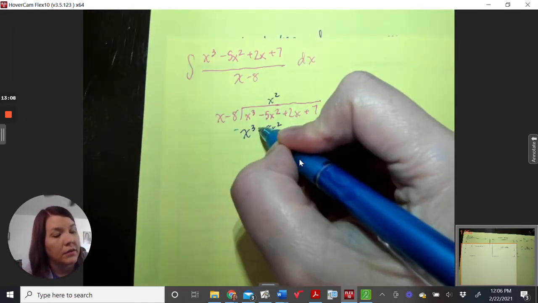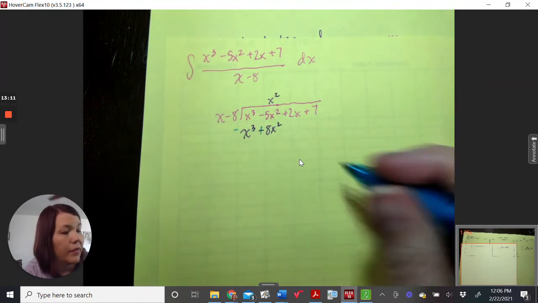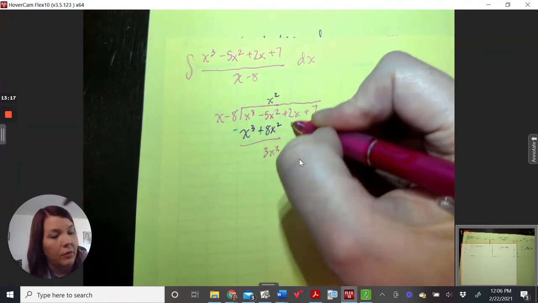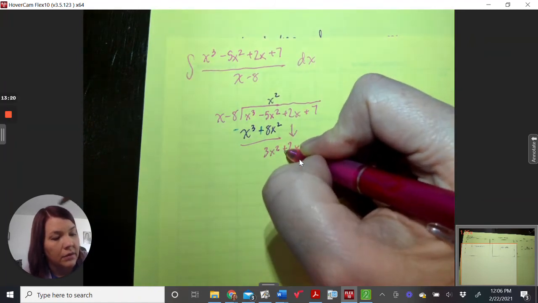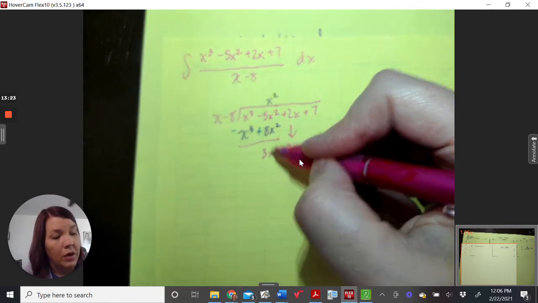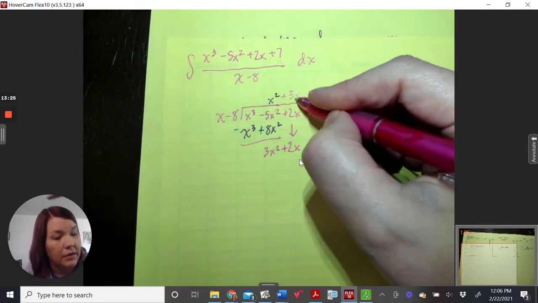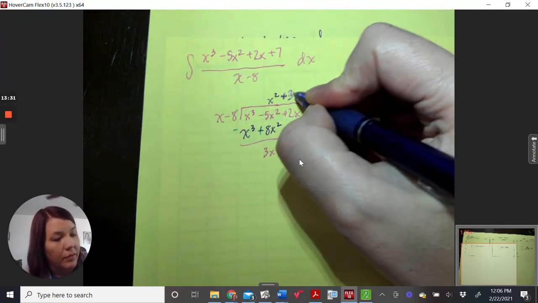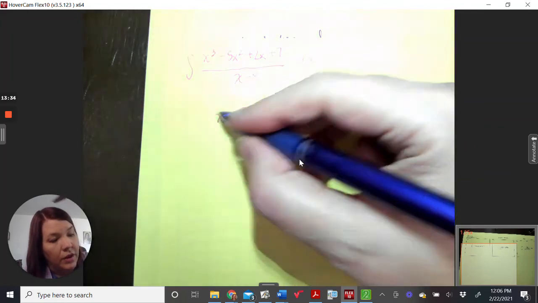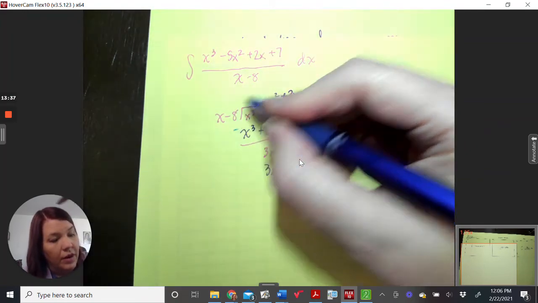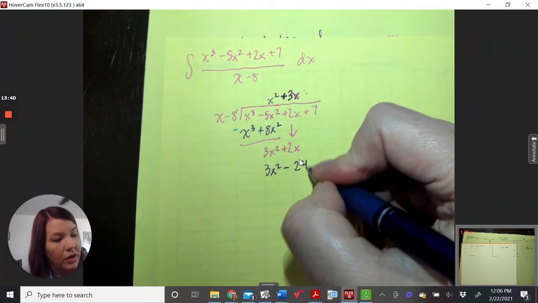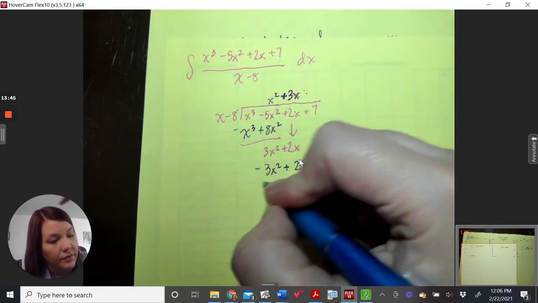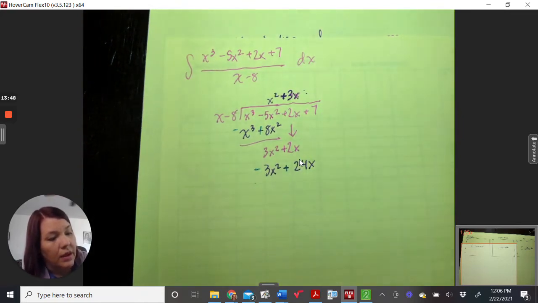What do I multiply by? I'm going to multiply by plus 3x. So then I'm going to get, sorry, that should be purple. So then I multiply by 3x. 3x times x is 3x squared. 3x times negative 8 is negative 24x. Then I subtract. And so then I get 26x, bring down the 7. You can tell I made this one up, kind of ugly. That's okay. What do I need to multiply by? 26.